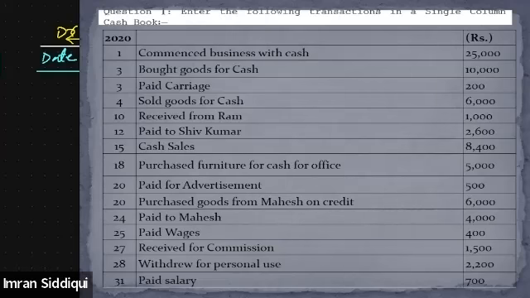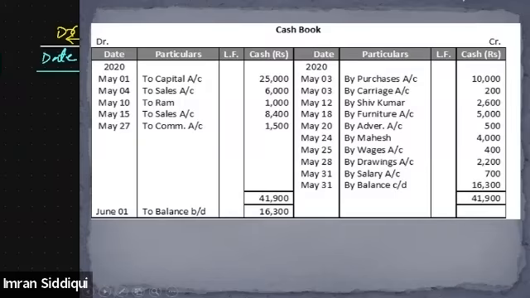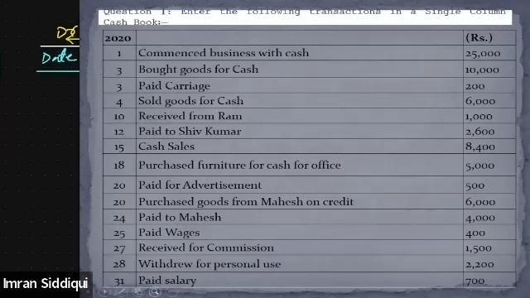This question is asking us to enter the following transactions in the single column cash book. Single column cash book we need to prepare. Transactions are given, and the dates of the transactions are given. On the first of a particular month, this transaction has been done: commenced business with cash of rupees 25,000.